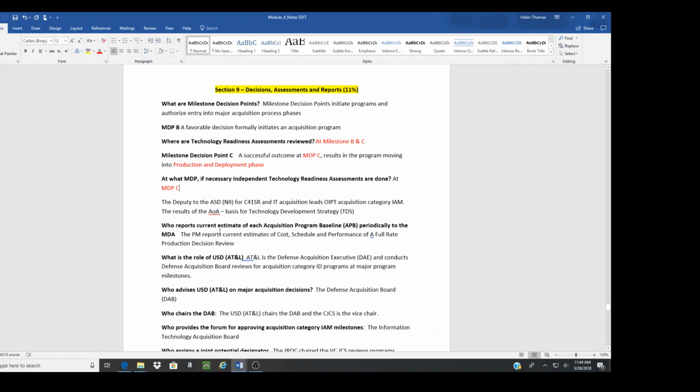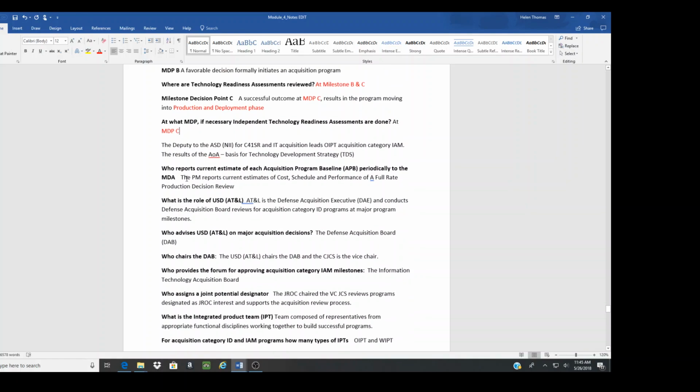Who reports the current estimate of each acquisition program baseline periodically? The bottom line: if you don't know the who, always pick program manager. You can't go wrong. The program manager reports the current cost, schedule, and performance at the full rate production decision review.